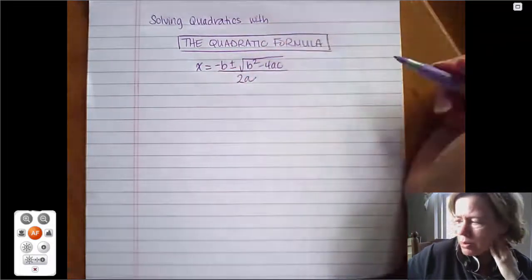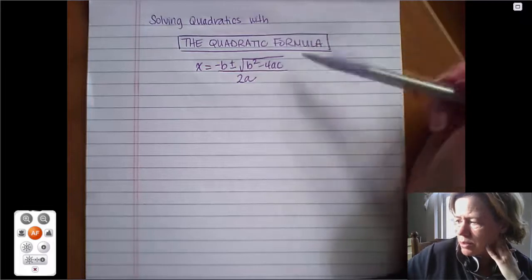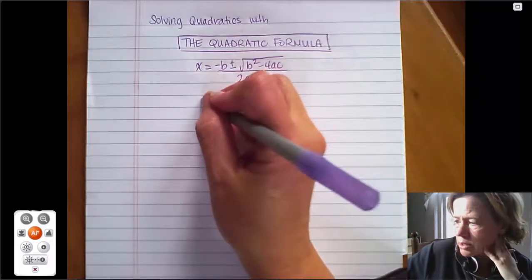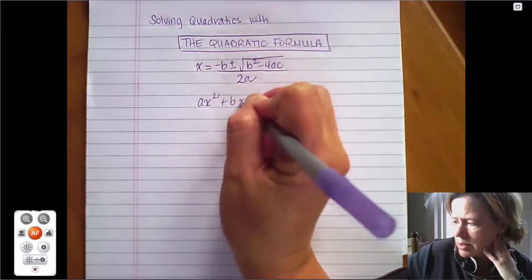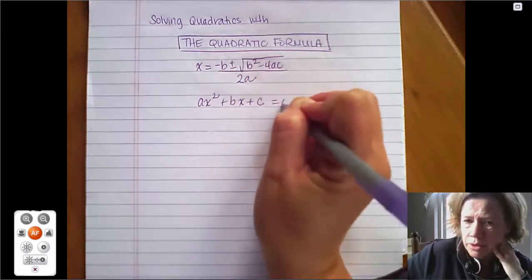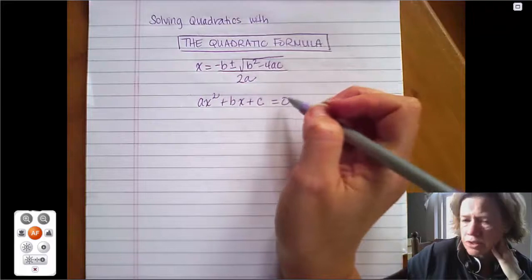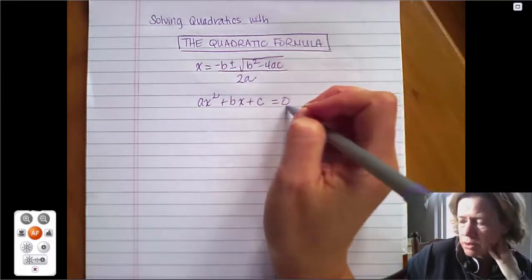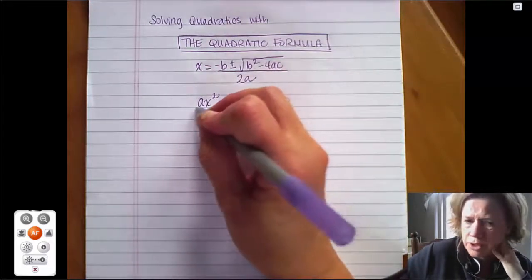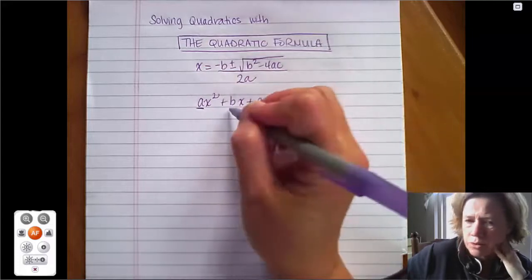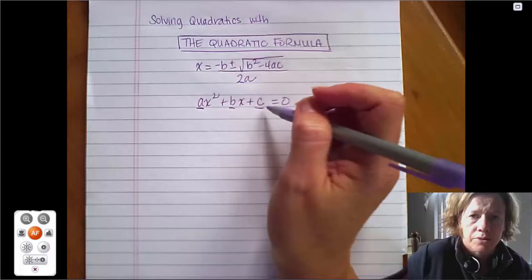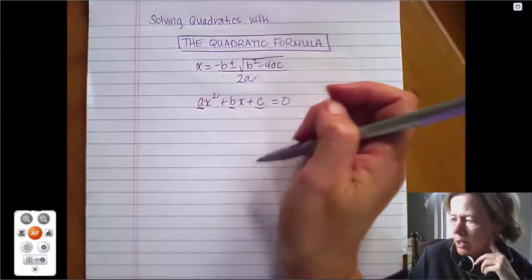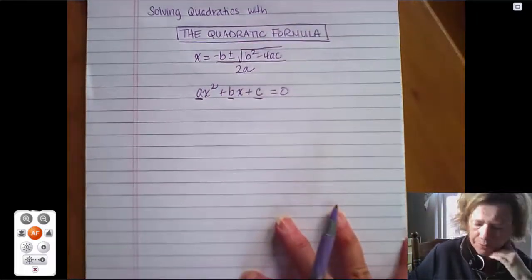Now you need to remember that this works when your quadratic equation is in the form ax squared plus bx plus c equals 0. So you have to have your equation set equal to 0 and in a good order, and then a is your coefficient on x squared, b is your coefficient on x, and c is your constant term, which is also your y-intercept or your initial condition. So let's go through some examples.